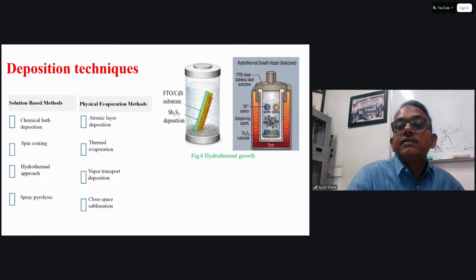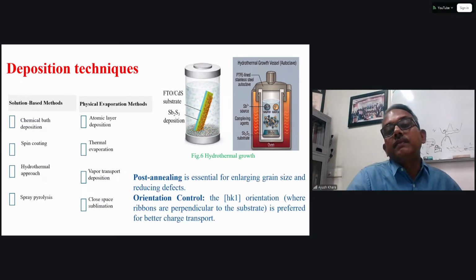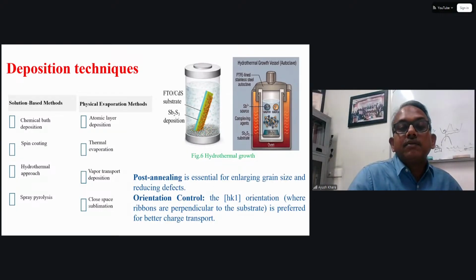Right. So this is hydrothermal growth of that material to be deposited. So when this deposition is over, there have to be certain additional jobs also. Post annealing sometimes we need to do. Annealing means heat treatment. How does it help? It helps to get the impurities eliminated from the surface of the material.